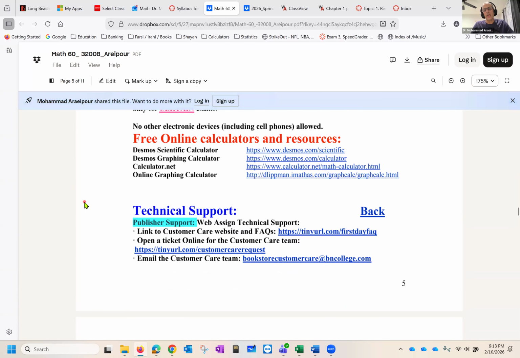Let's see. Free online calculators. By the way, I wish I could give you the digital platform and everything for free. It's not up to me. I do it with other courses. There are some free online resources for the calculators. I put them here in case you need that.